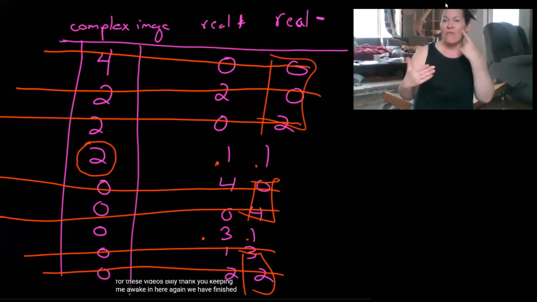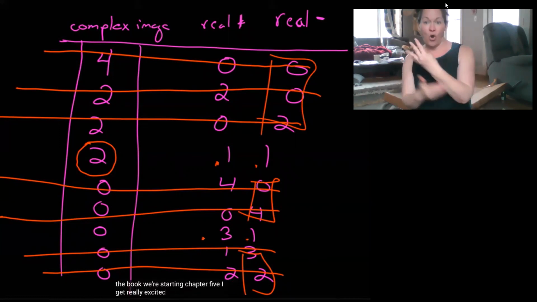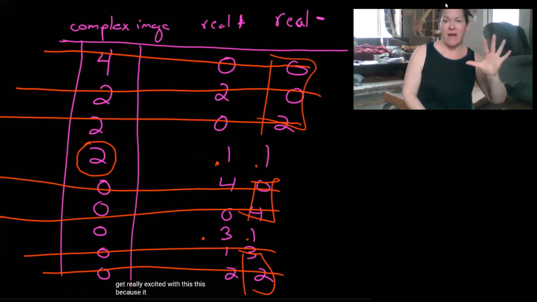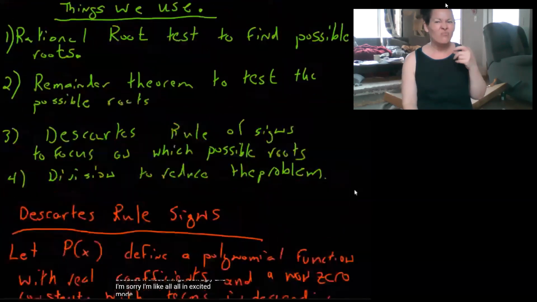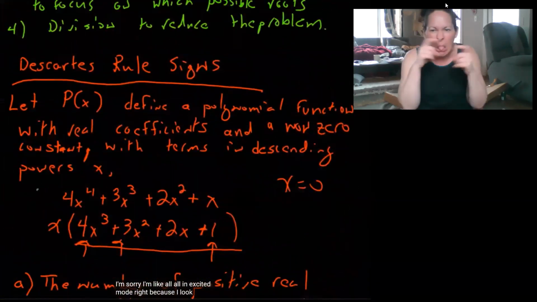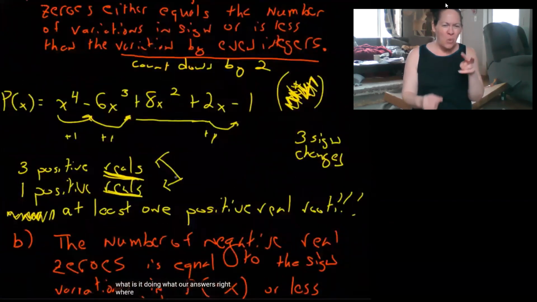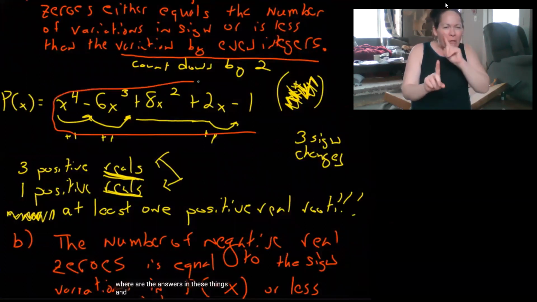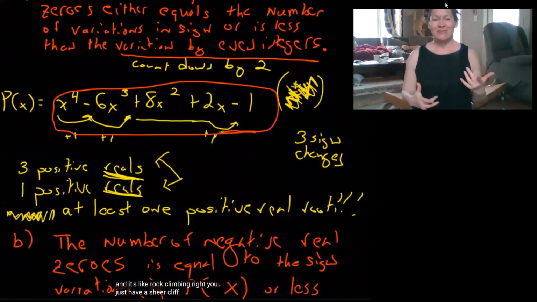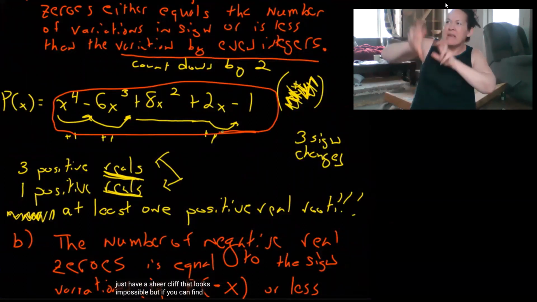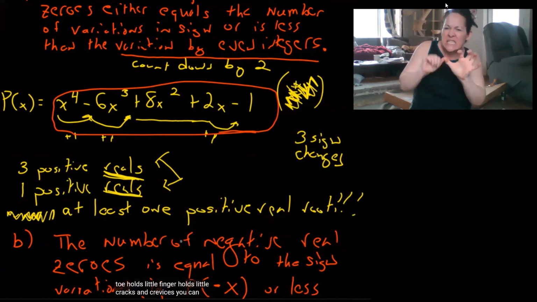Again, we have finished up to section 4 of chapter 4 in the book. We're starting chapter 5. I get really excited with this because these things look ugly. And sorry, I'm like all in excited mode, right? Because I look at this and what is it doing? What are answers, right? Where are the answers in these things? And it's like rock climbing, right? You have this sheer cliff that looks impossible, but if you can find little toe holds, little finger holds, little cracks and crevices, you can start crawling through.